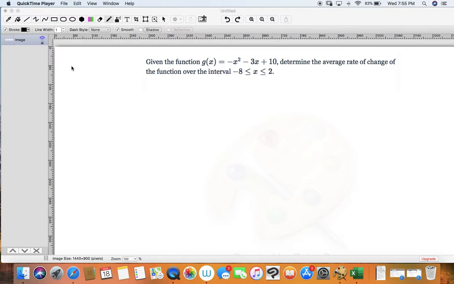I had some questions about finding the average rate of change from an equation, so we'll do an example and hopefully that'll clear it up. Remember, average rate of change is the same thing as the slope between 2 points on a graph. So first we need to figure out what are the y values when x is -8 and when x is 2.